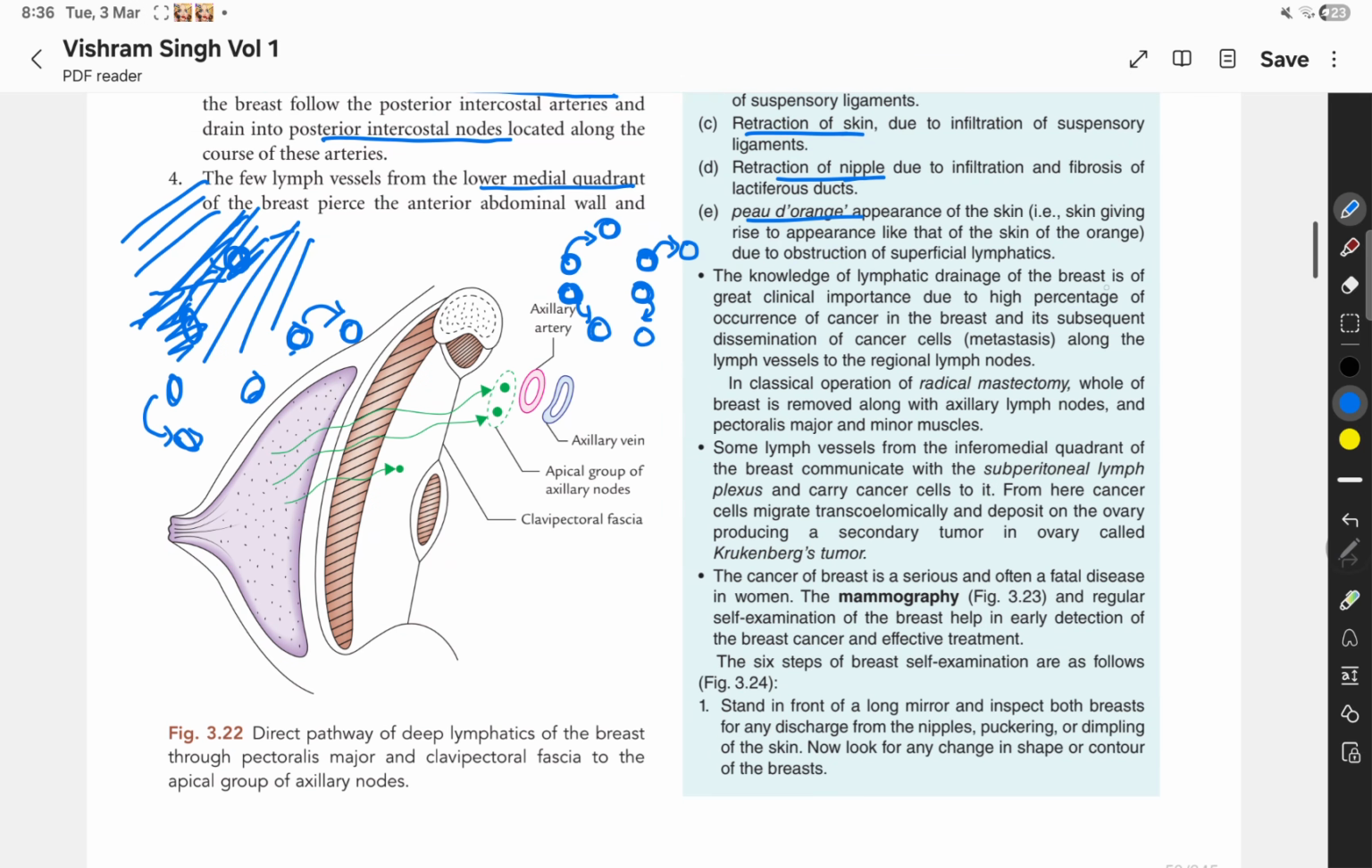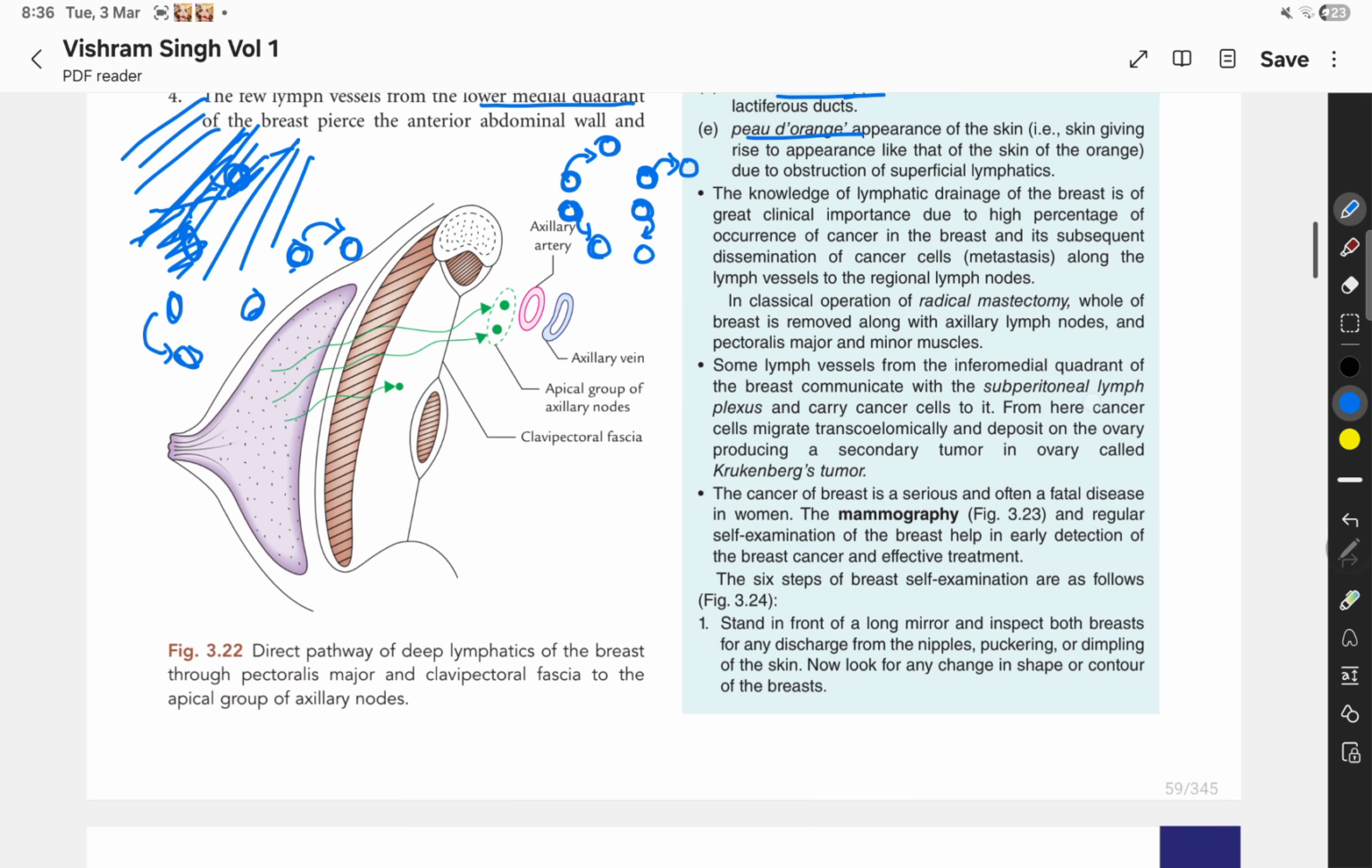The knowledge of lymphatic drainage of the breast is of great clinical importance due to the high percentage of occurrence of cancer in the breast and the subsequent spread of cancer cells along the lymph vessels. In the classical operation, radical mastectomy, the whole of the breast is removed along with axillary nodes and the pectoralis major and minor muscles. Some lymph vessels communicate with the subperitoneal plexus. Cancer of the breast is a serious and often fatal disease. Mammography and regular self-examination help in detection.